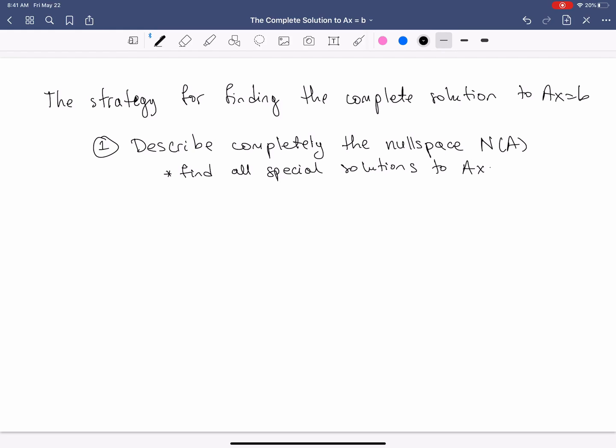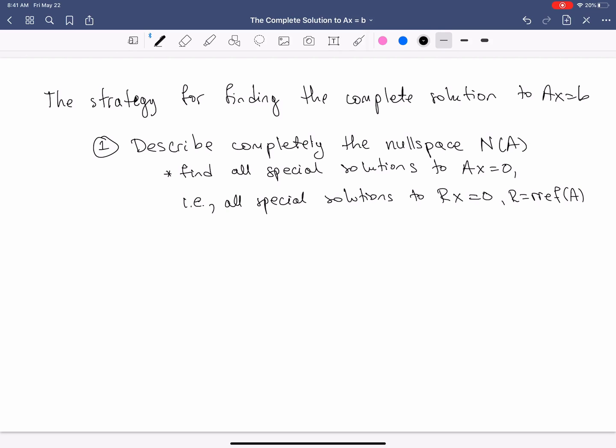To Ax equals 0. And we get that by reducing to Rx equals 0 or Ux equals 0. Both would be possible, but for today let's stick with Rx equals 0. So I'll just write: that is all special solutions to Rx equals 0, where R is the reduced row echelon form of A. Right? R is the reduced row echelon form of A.